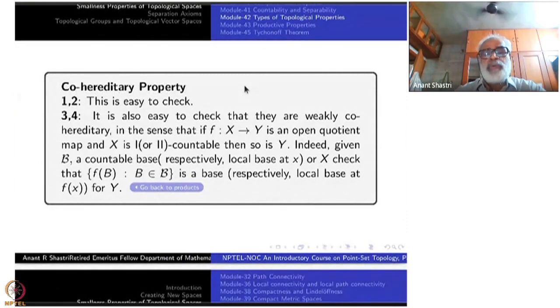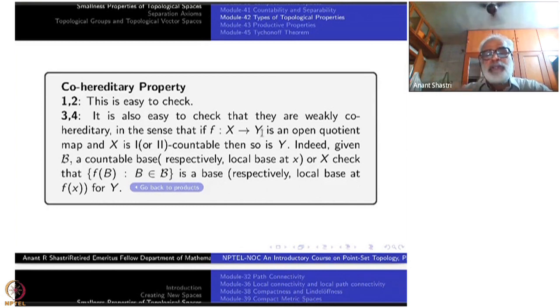Compactness and Lindelofness, we have seen that the quotients are also compact and Lindelof. If you don't remember it, you can just argue. Take an open covering for the quotient. The inverse image will be an open covering for the original space. Take a finite covering and come back. So 3 and 4 are what? First countability and second countability, right? These are weakly co-hereditary in the sense that if it is an open quotient, then X second countable implies Y is second countable.